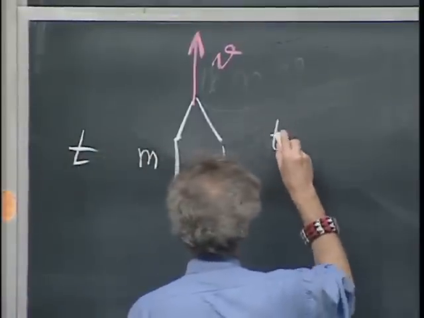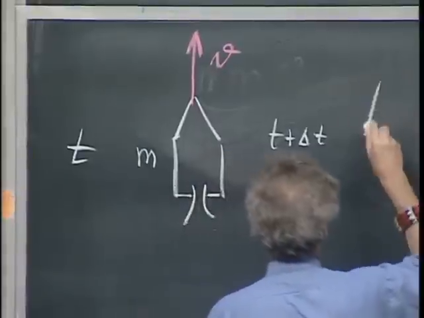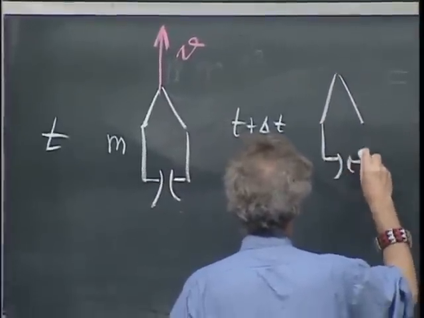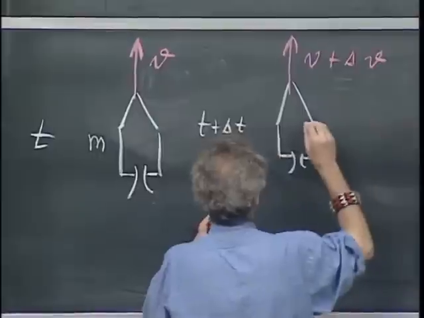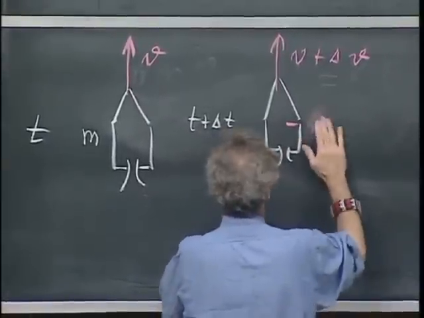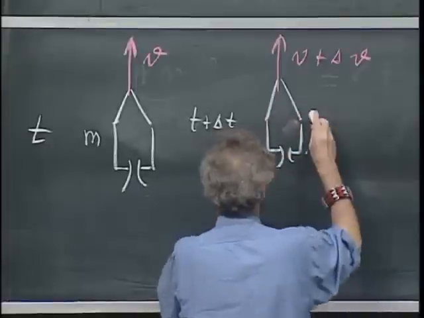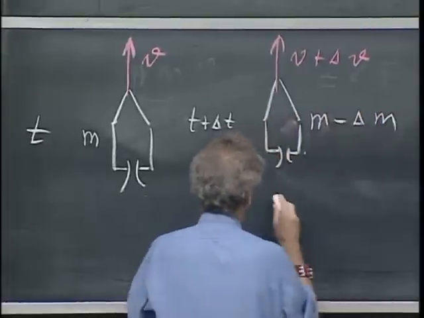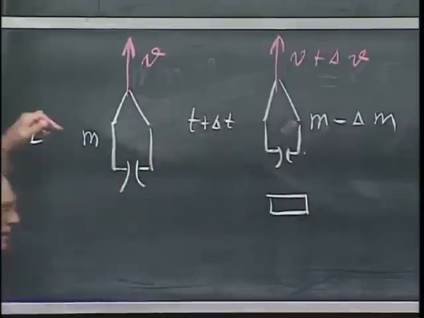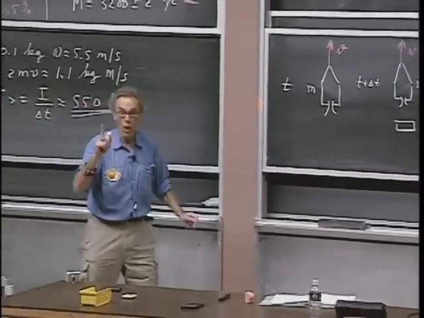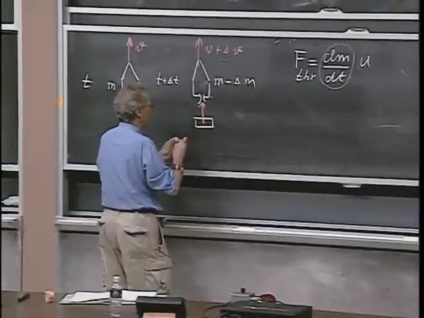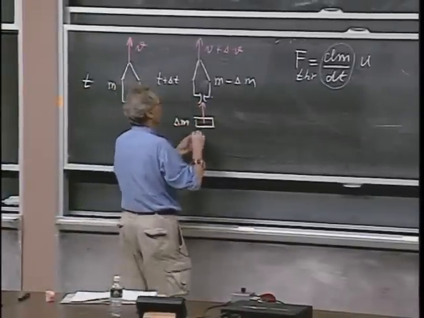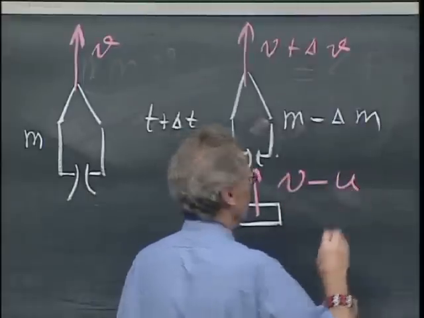And now we're going to look at time t plus delta t. The rocket has increased its speed, v plus delta v. The mass is now m minus delta m. And here is a little bit of exhaust that was spewed out with velocity u relative to the rocket. So you in 26-100 will see the velocity of this little piece delta m. You will see this to be v minus u.